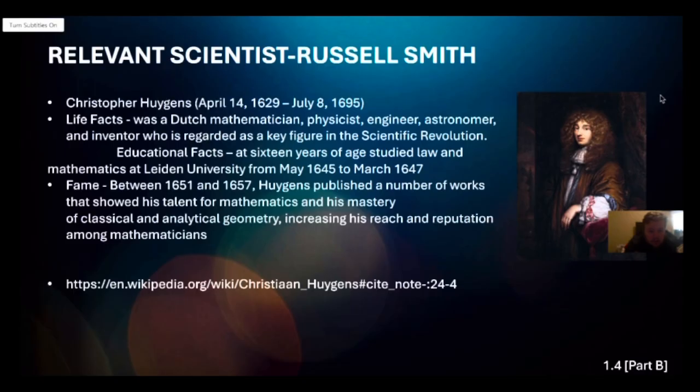My relevant scientist was Christiaan Huygens. He was born April 14, 1629 and died July 8, 1695. He was a Dutch mathematician, physicist, engineer, astronomer, and inventor who is regarded as a key figure in the scientific revolution. At 16 years of age, he studied law and mathematics at Leiden University from May 1645 to March 1647.